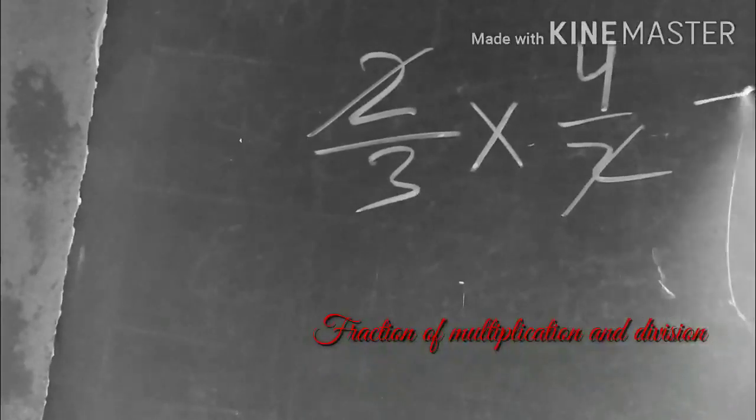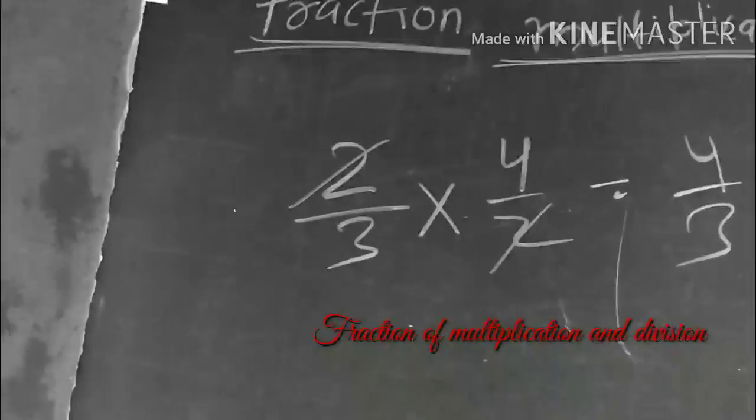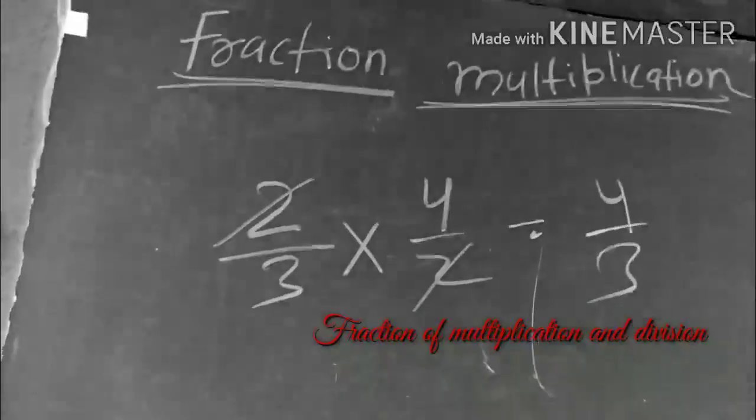So 3 and 4 are not common, so 4 by 3 is our required answer. 4 by 3 is the required answer.